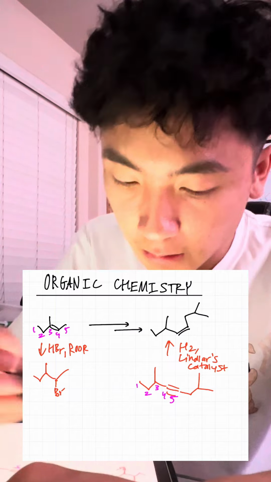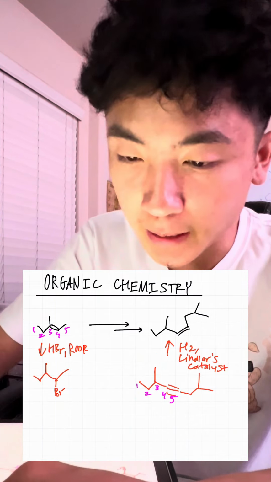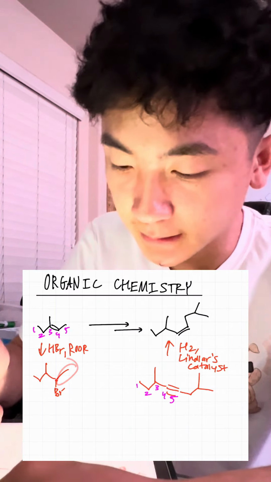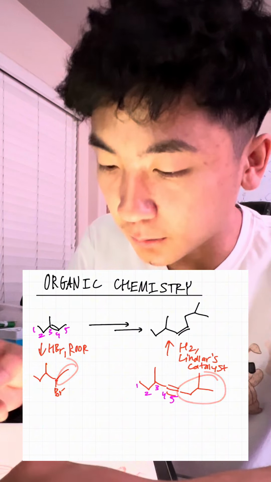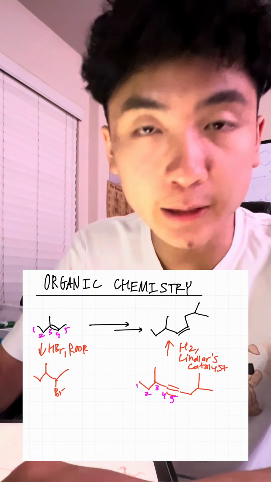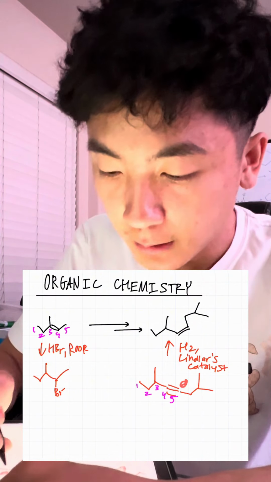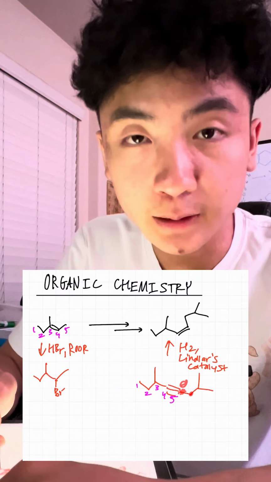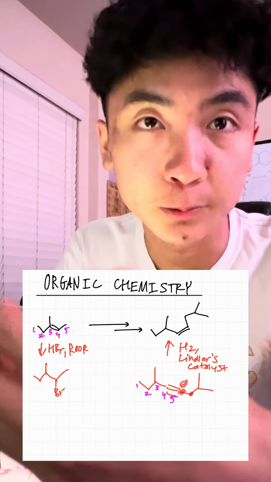Now once we have this, we can make a terminal alkyne right here because we see that this could have come from an SN2 reaction where this was an alkynyl anion nucleophile and this was an electrophilic primary haloalkane with a good leaving group like bromine.